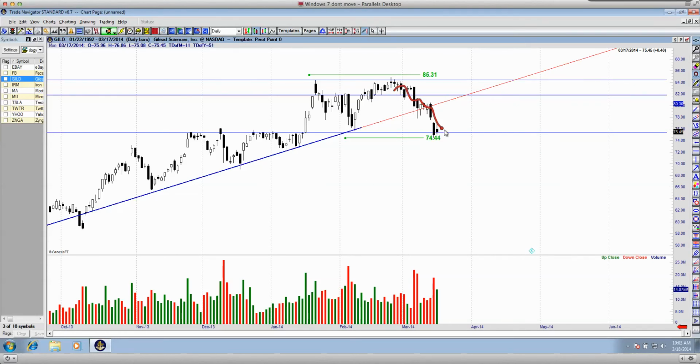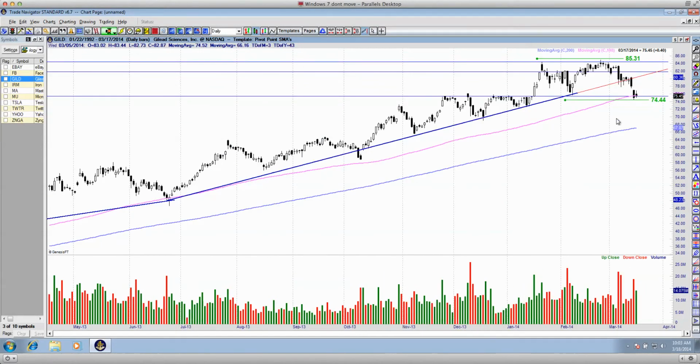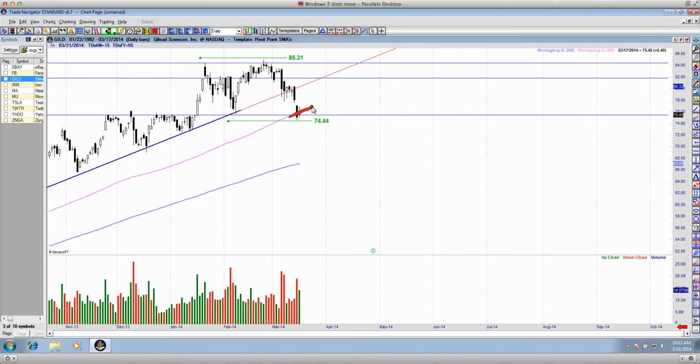GILD is interesting, very, very interesting. It's very, very bearish at the moment. You can see really since March, it's been selling off, and we're down here at a support level. Now, this trigger down here at 74.44 is really, really nice. It's below the 50, the 10, and the 20. It's also below that rising 100 simple moving average.